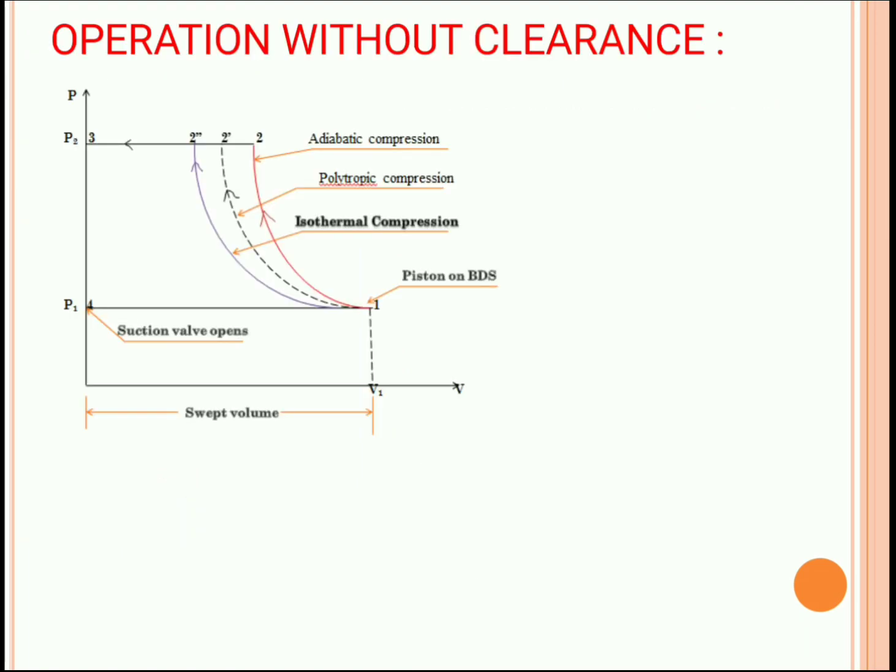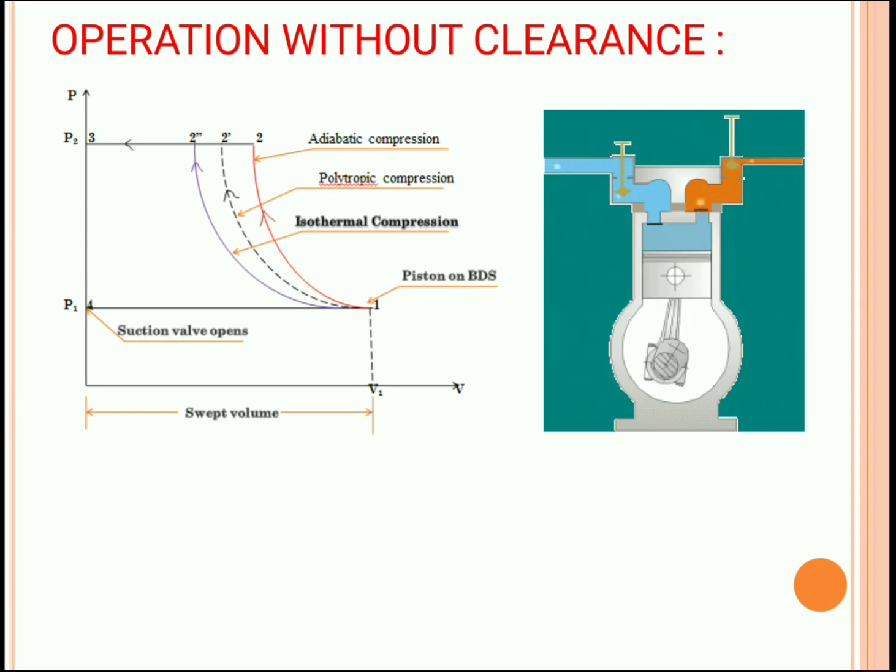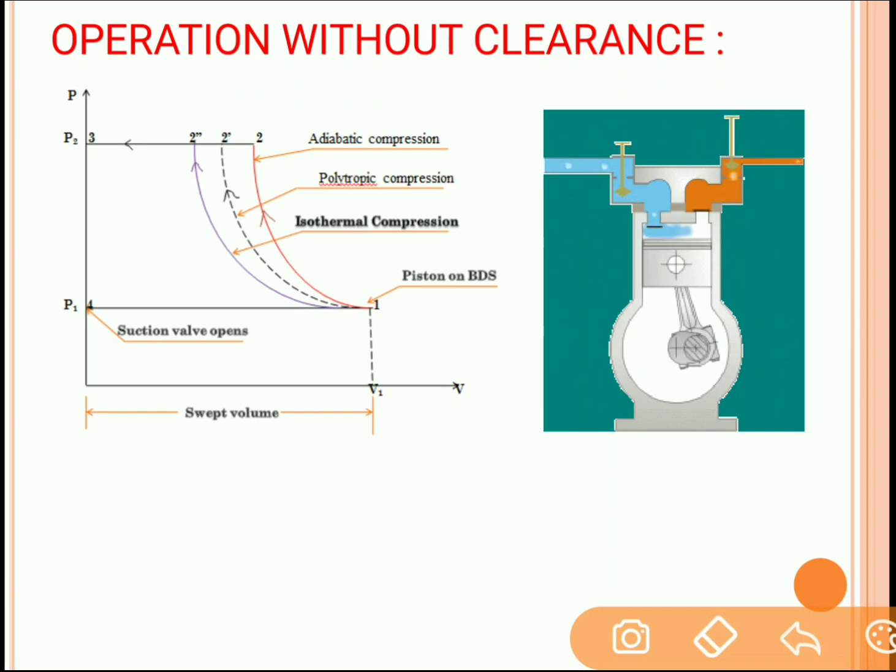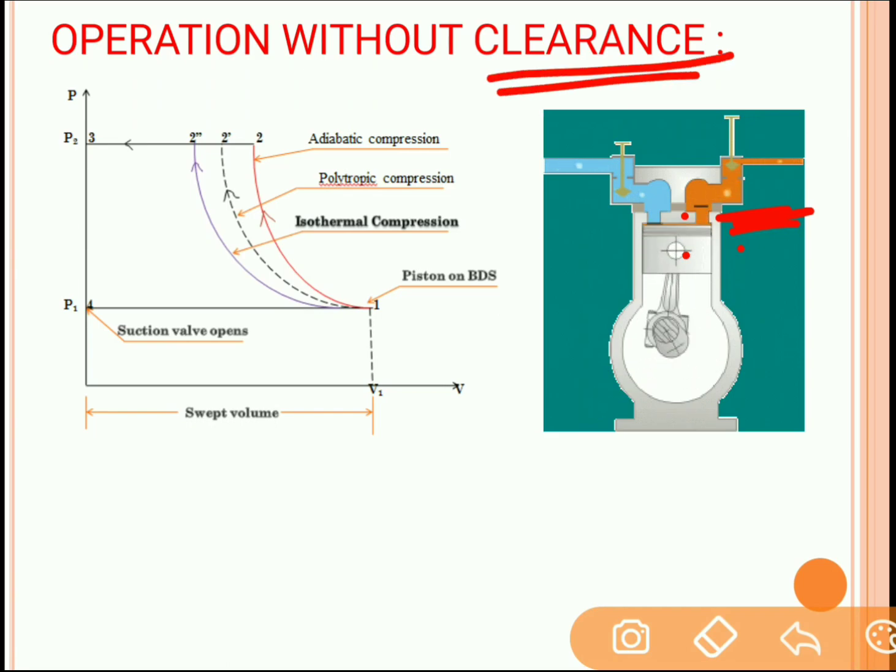Now there are 2 kinds of operations in a single acting reciprocating compressor. One is without clearance and second is with clearance. What do you mean by without clearance? Without clearance means there is no clearance volume left when there is a delivery stroke. So no clearance volume means the piston will be at the uppermost position and there is no gap between the piston and the cylinder in the uppermost position. So that means there is no clearance.